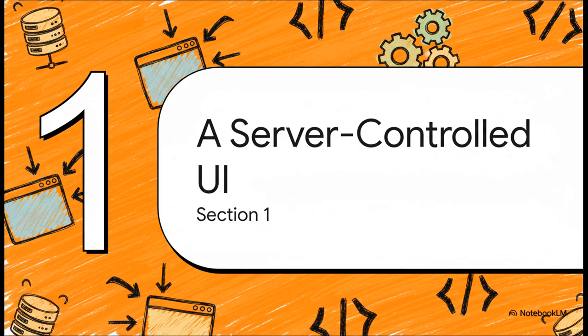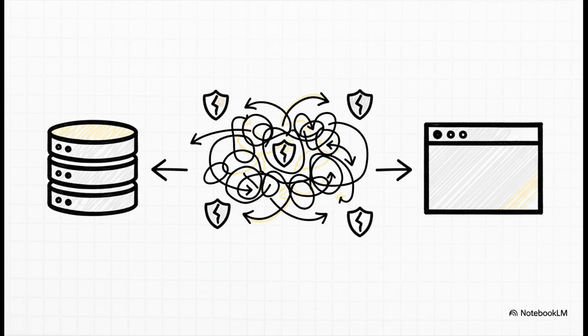Well, it all starts with a pretty radical architectural choice, making the user interface completely, 100% controlled by the server. You know how it usually is with web development, right? There's this constant back and forth between the client and the server. You're trying to manage state on both ends, you're building APIs to connect them, and you're securing every single one of those endpoints. This separation can introduce a ton of complexity and, honestly, a lot of potential security holes.